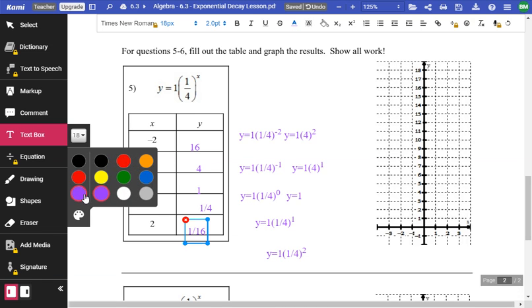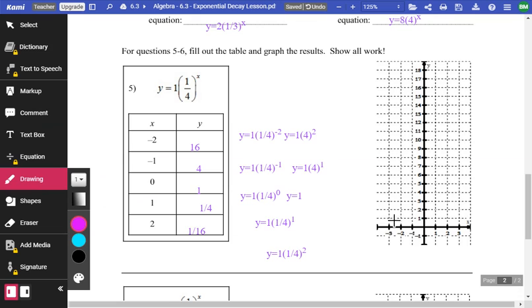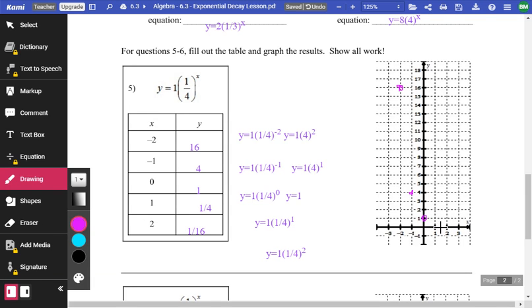And then we can just plot these points right here on our graph. When we have -2, we have 16. When we have -1, we have 4. When we have 0, we have 1. When we have 1, we have 1/4. So that's very close to the edge here. And when we have 2, we have 1/16. Again, very close to the x-axis. And we get our swoosh. Okay? So that is exponential decay.